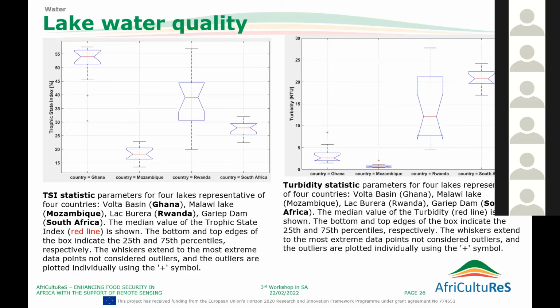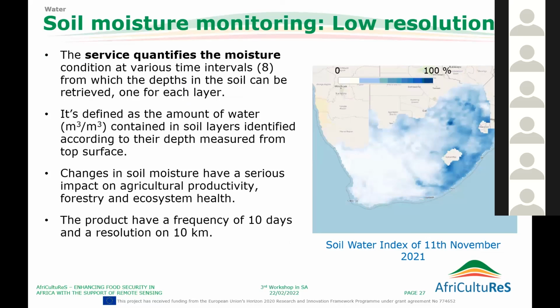On the other side, we have the same for the turbidity. So, for instance, you see also in this case, in Rwanda, there is a strong change during the year of the turbidity of the particular lake that we take into account, that was the Lac Burera. In South Africa, the lake that we considered was the Gariep Dam. It seems that it's quite stable from the point of view of these two indices. Thank you.